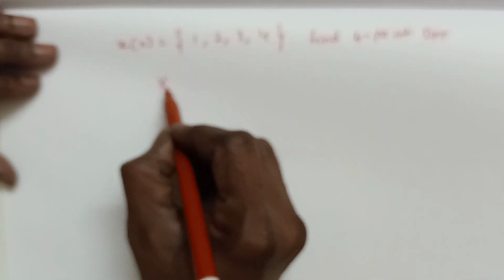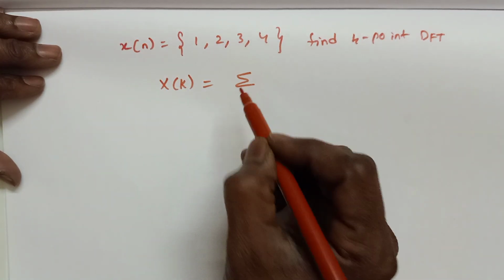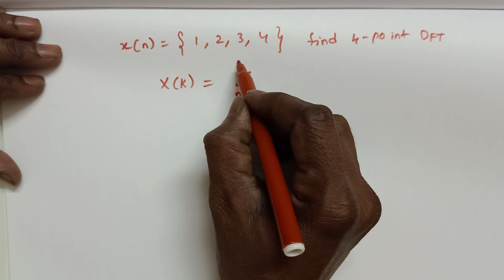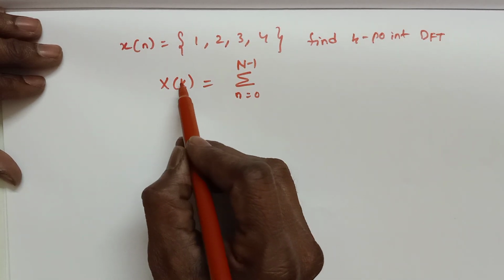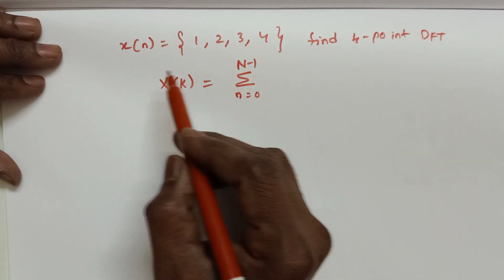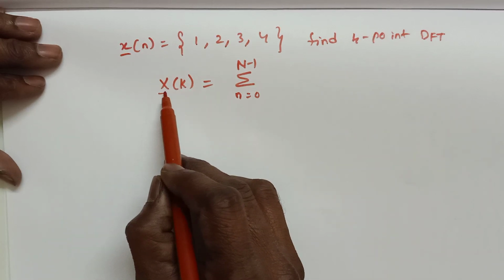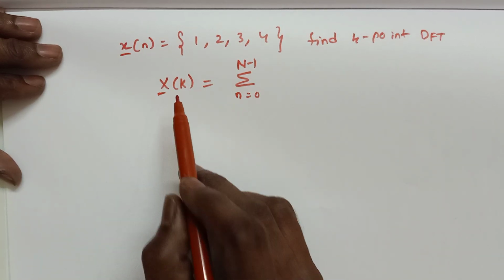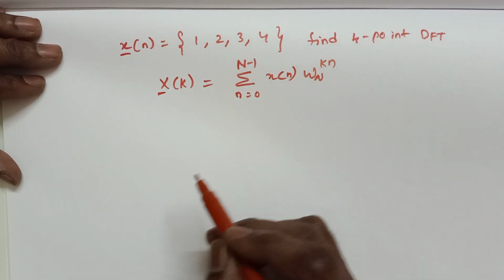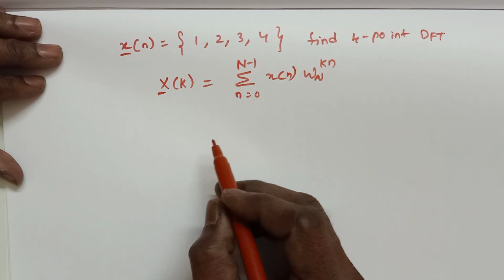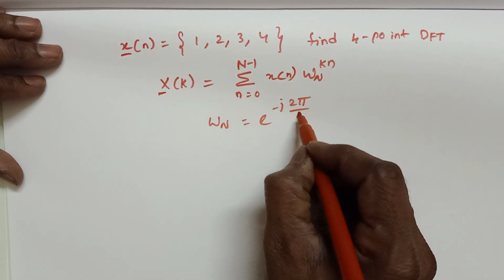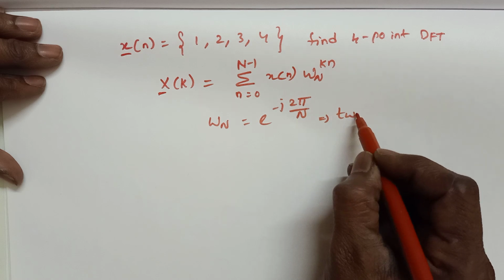So we know the formula for the DFT: X of k equals sigma, small n varies from 0 to capital N minus 1, for the N-point DFT. k is the DFT index. Capital X is used for the DFT, the frequency domain signal, and small x is used for the time domain signal. That is, x of n into W_N power kn, where W_N is e power minus j 2 pi by N. It is called the twiddle factor.